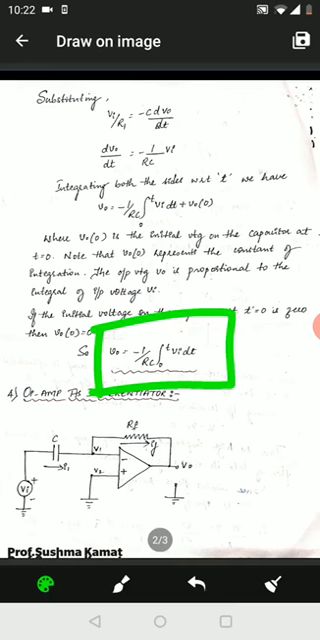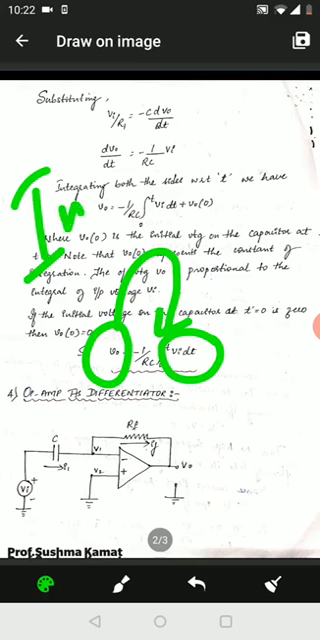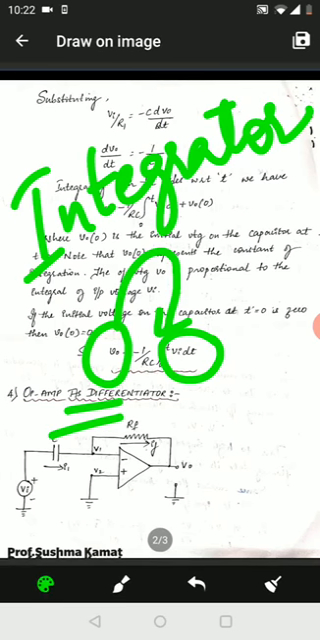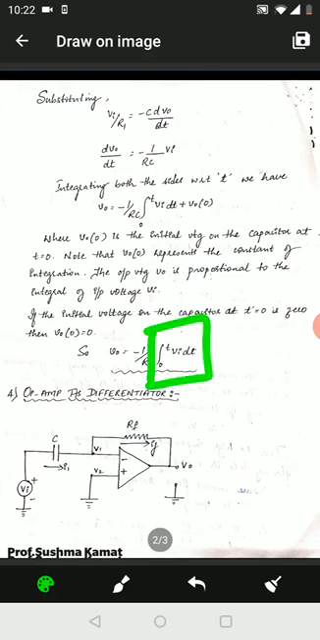and we can understand one particular factor: the output voltage is nothing but the integration of the input voltage. So what is the output voltage here? The output voltage happens to be the integration of the input voltage. Hence we call it an integrator. An integrator is the one where the output has to be the integration of the input. That is why V0 is equal to minus 1 upon RC times the integration of the input basically. So this is about the integrator.